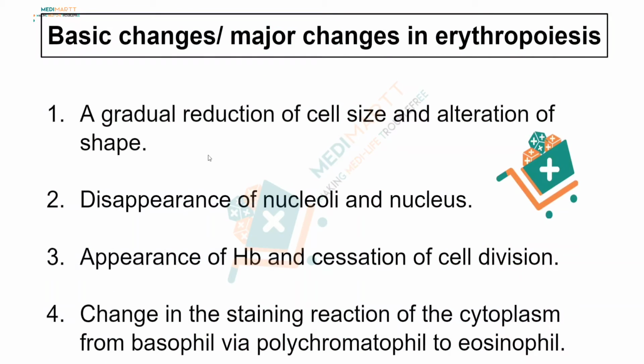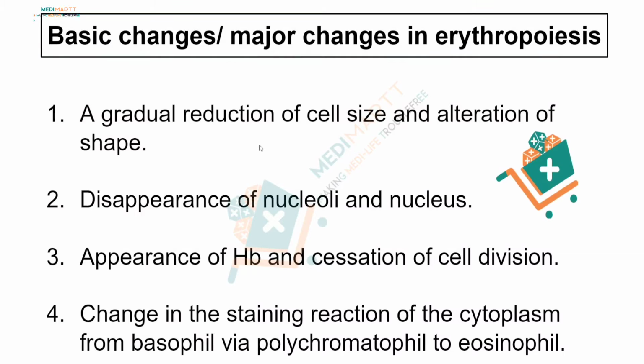Now moving on to the basic or major changes in erythropoiesis. These are a gradual reduction of cell size and alteration of shape, and the disappearance of the nucleus. These are the things that will occur in erythropoiesis, in the formation of the mature red blood cell, from pro-normoblast to erythrocyte.